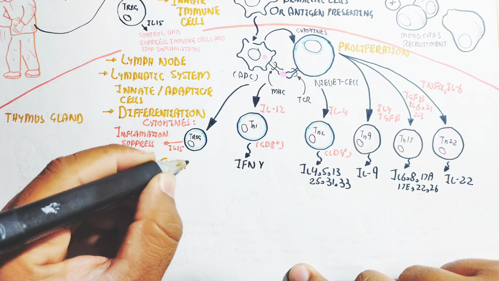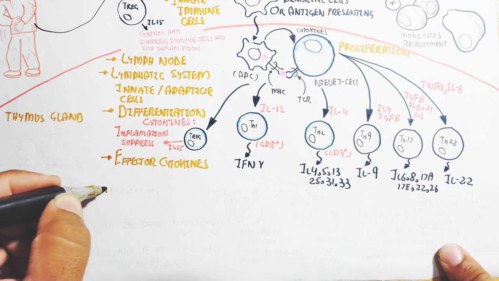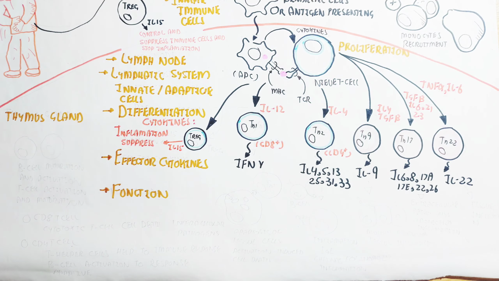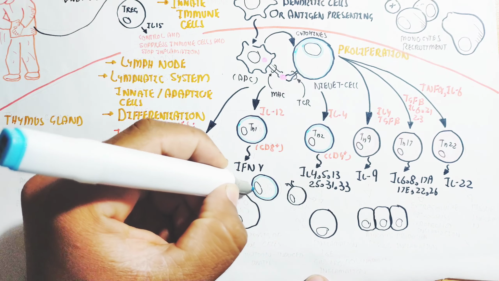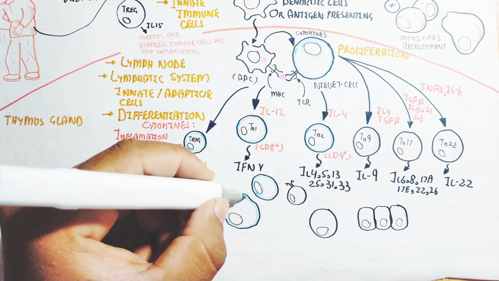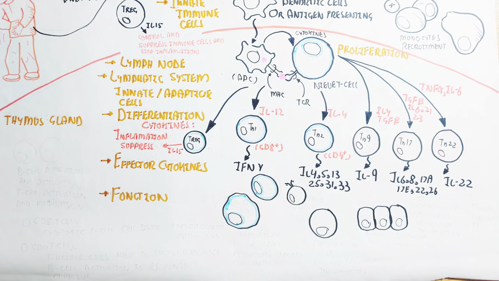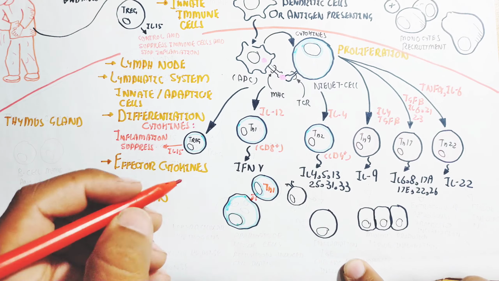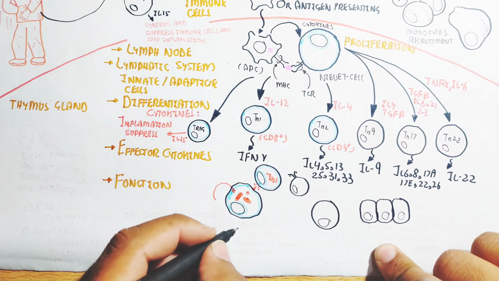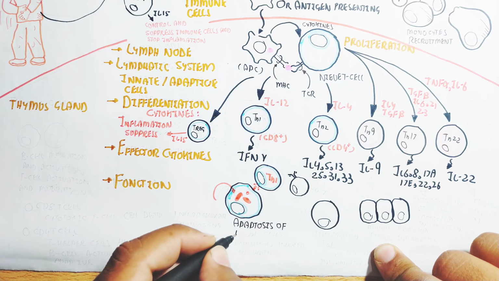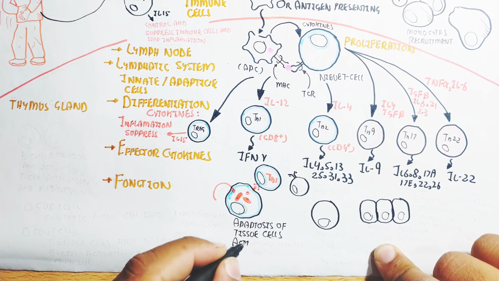In this way the T helper 1 cell produces interferon gamma, and the T helper 2 CD4 cell produces interleukin 4, 5, 13, 25, 31, 33, and interleukin 9 is also produced. The T helper 17 cell produces interleukin 6, 8, 17A, 17E, 22 and 26. On the other hand, interleukin 22 is also produced by the T helper 22.